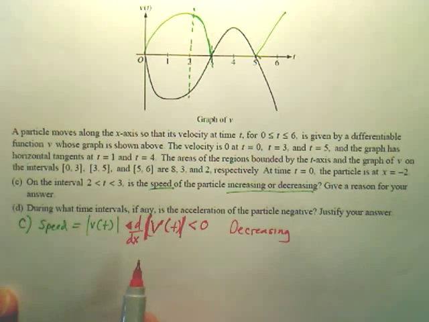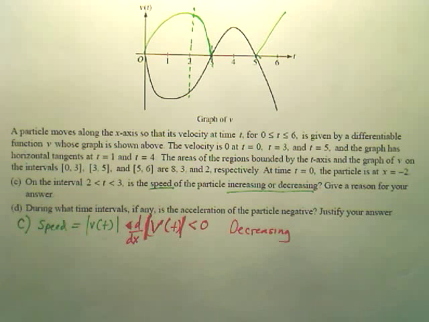I would think that would be a good enough example. Taking the derivative of the absolute value of velocity, it's negative. Thus, we got that it is decreasing.